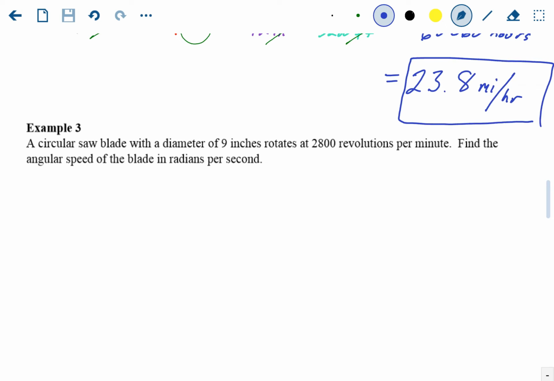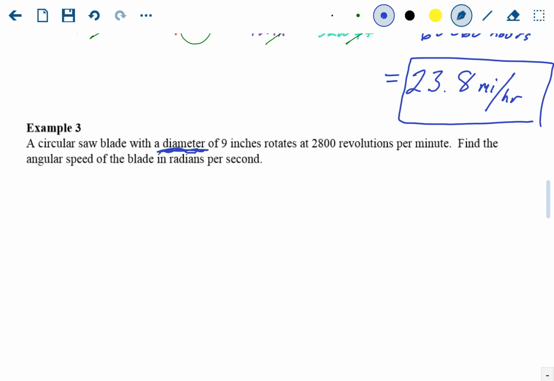Okay, so example 2 is linear speed, and example 3 is going to be back to angular speed. A circular saw blade with a diameter of 9 inches rotates at 2,800 revolutions per minute. Find the angular speed in radians per second. Now again, we're going to have to convert because we're given revolutions per minute and we want it in per second.